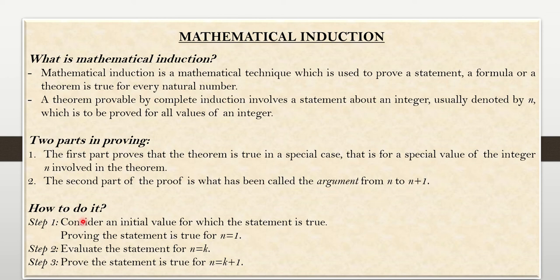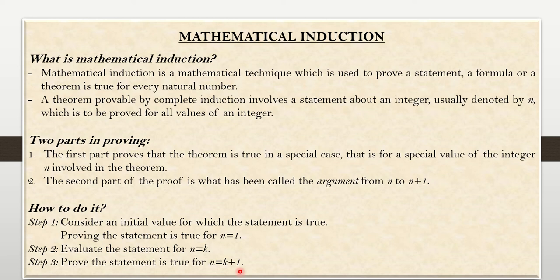How do we do it? Step one is we consider an initial value for which the statement is true, or shall we say proving the statement is true for n is equal to 1. For step two, we evaluate the statement for n is equal to k. And lastly, we prove the statement is true for n is equal to k plus 1.